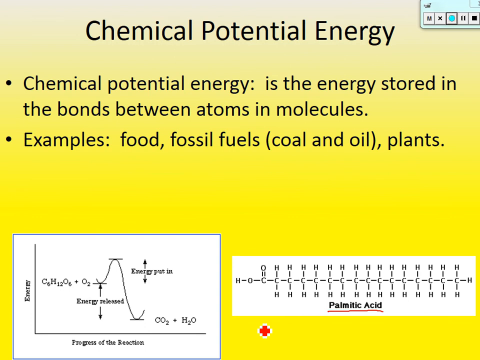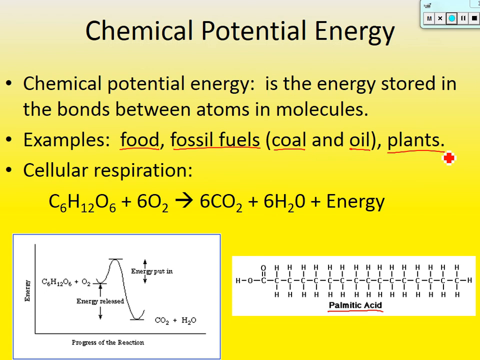Examples of things that have chemical potential energy is food. That's how we get all of our energy, is breaking chemical bonds from food. Fossil fuels, huge energy source. In fact, most of the energy produced by us here on Earth still is from fossil fuels. Burning of coal and oil, gasoline. It produces a lot of energy from fossil fuels, and we're breaking the chemical bonds that exist in those things. Plants, they're made up of molecules, and we can get a lot of energy from plants through the chemical bonds that exist there.